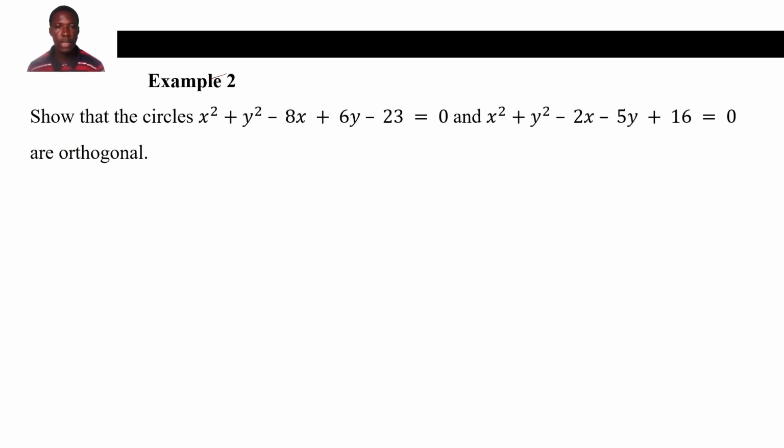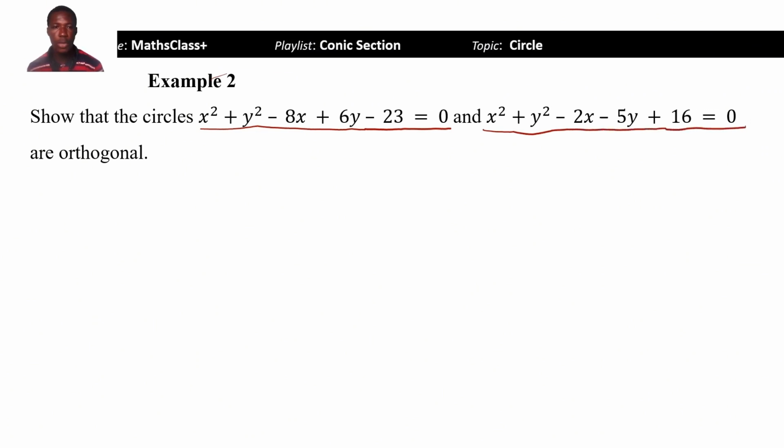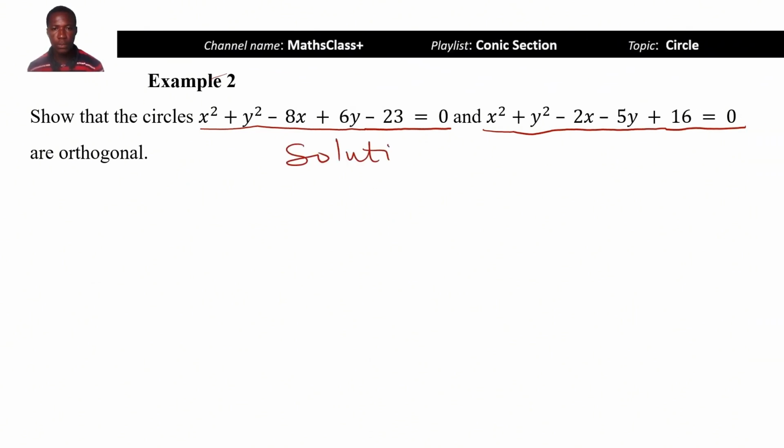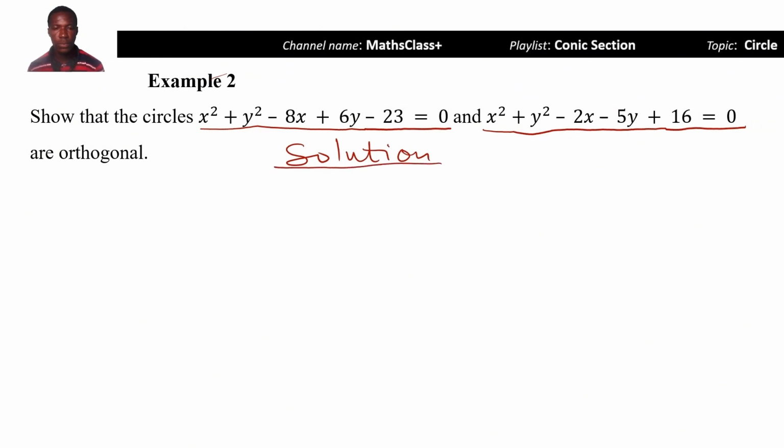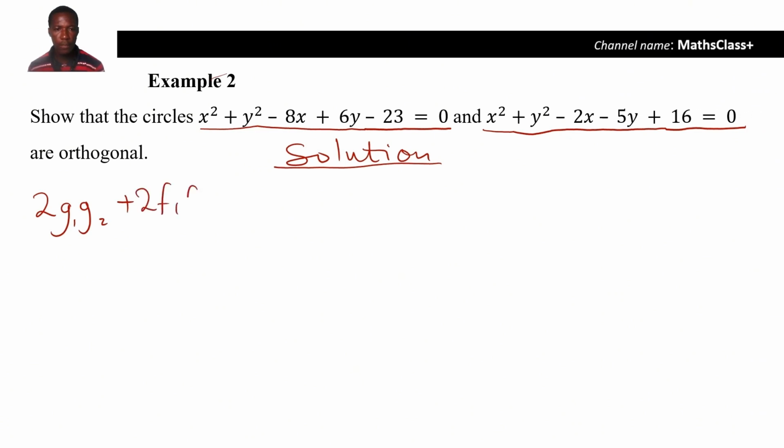Show that the circles x squared plus y squared minus 8x plus 6y minus 23 equals 0, and the circle x squared plus y squared minus 2x minus 5y plus 16 equals 0 are orthogonal. Okay, so for orthogonal circles, we have 2j1 j2 plus 2f1 f2 to be equal to c1 plus c2.